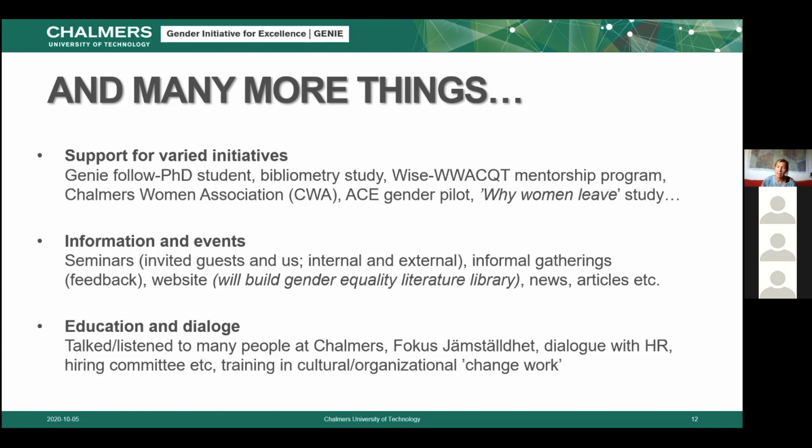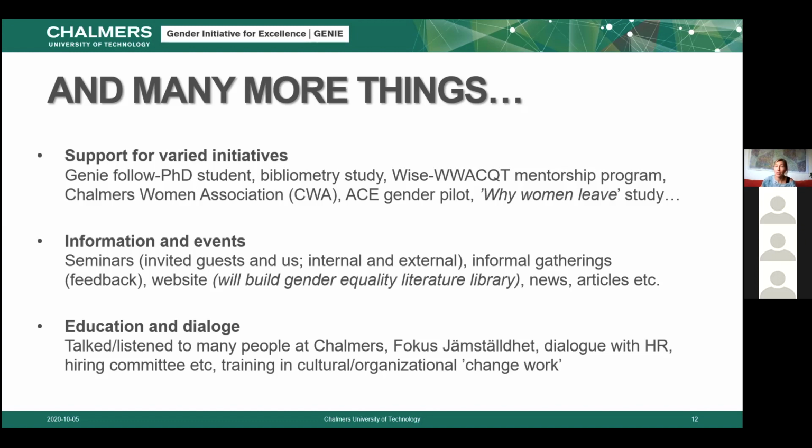We have built a gender equality literature list, which Lisa Husu helped us to do. And we have more stuff on our website. It's constantly being grown. And then a lot on my side as a project manager is that I talk to the other people at Chalmers who work with gender equality issues. Fokus Jämställdhet is a forum for everyone who has something to do with gender equality at Chalmers. It's good to meet them. It's the pro-rector and the vice rector who is in charge of this. And we talk a lot with the hiring committee.